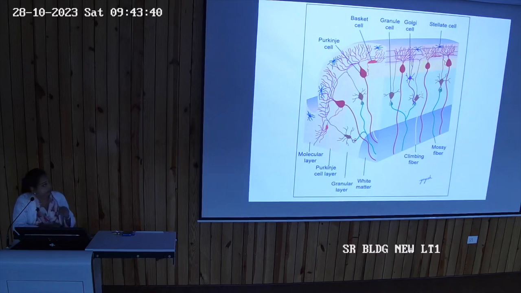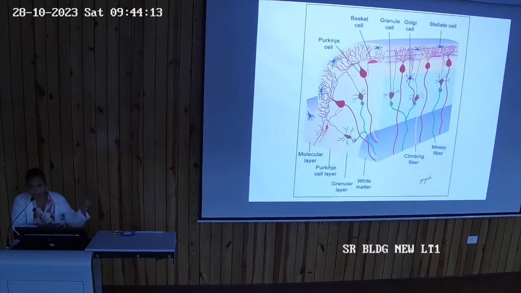Then in the middle we have the Purkinje cell layer, which is denoted by these large red flask-shaped cells. The Purkinje cell is a single layer of cells which are larger in size. They are flask shaped with their apex directed upwards, and their dendrites are projected into the molecular layer, and their axon is projected downwards towards the nuclei of the white matter.